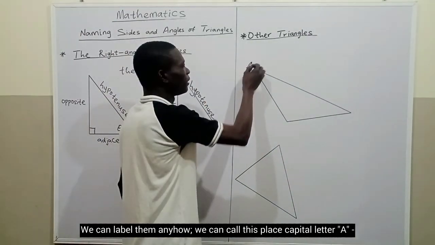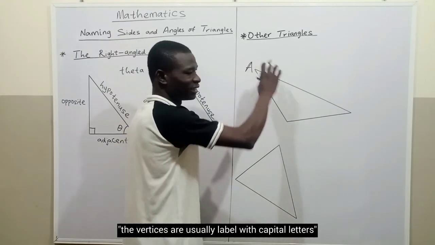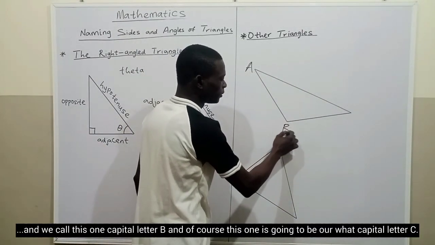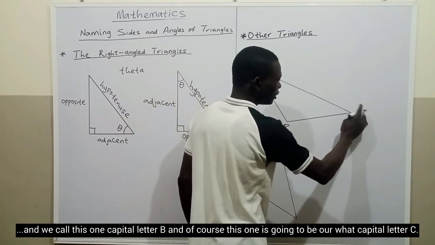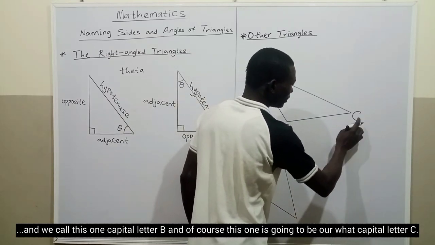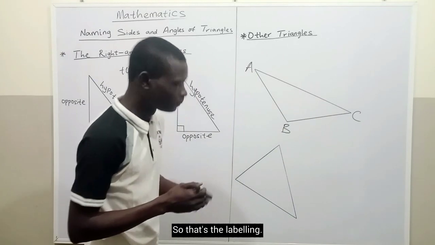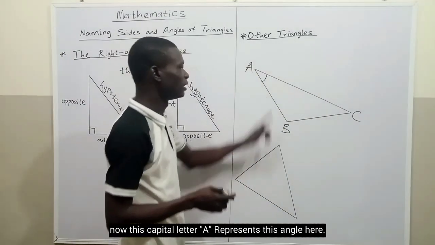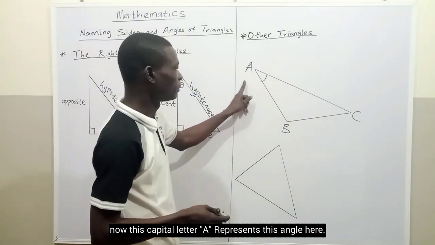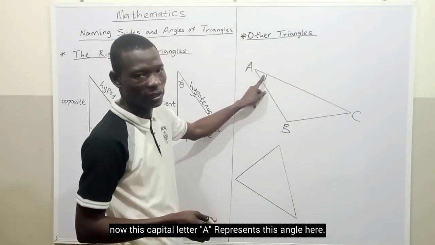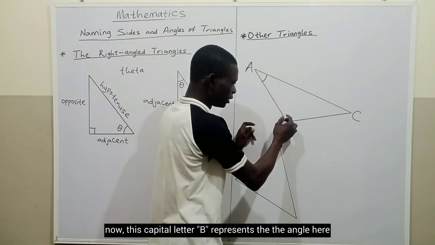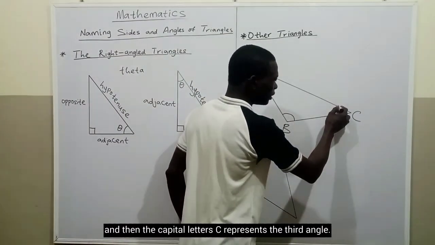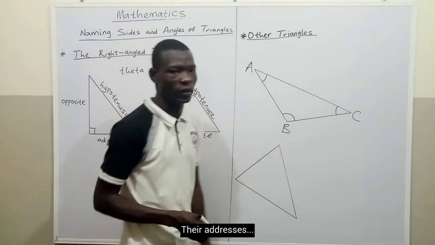We can call this place capital letter A. The vertices are usually labeled with capital letters. And we call this one capital letter B. And of course, this one is going to be our capital letter C. So that's the labeling. Now, this capital letter A represents this angle here. The capital letter A represents the angle here. Now, this capital letter B represents the angle here. And then the capital letter C represents the angle here.